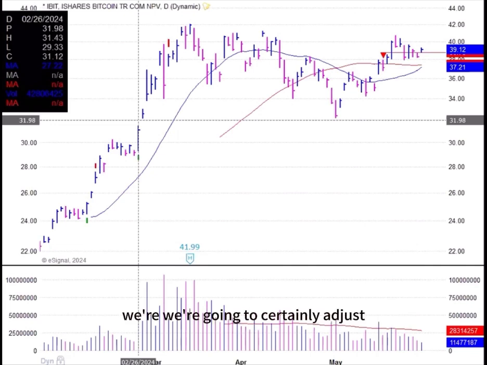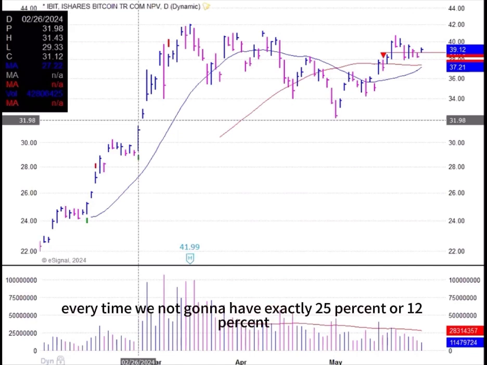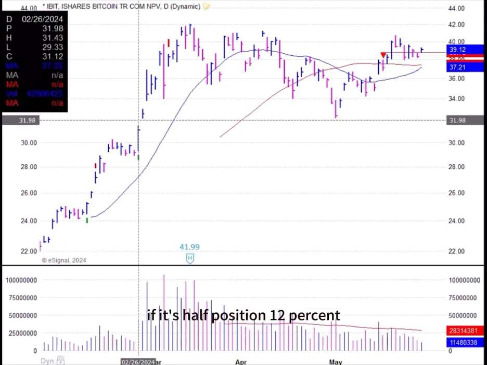I mean, we're certainly going to adjust, and we're not going to take a 25% position based on $100,000 if now it's at 90,000, right, Mark? Yeah, exactly. You just recalculate based on whatever the net asset value is. And again, it might not be perfect every time. We're not going to have exactly 25%, or 12.5% if it's a half position. But you'll certainly see how we're approaching it and how we're approaching progressive exposure.